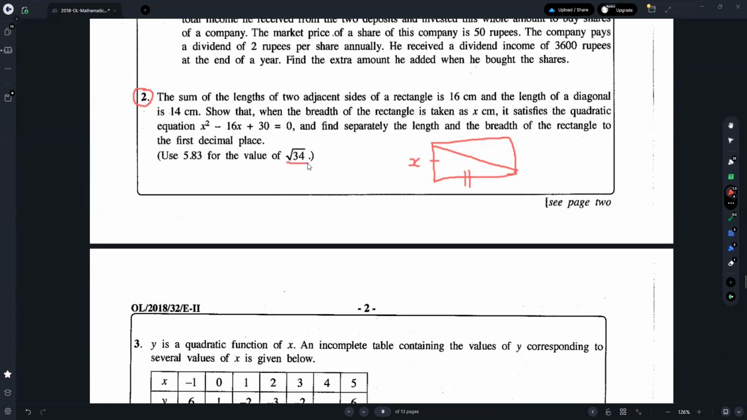They have given root 34 equals 5.83. Okay, we'll analyze the question.